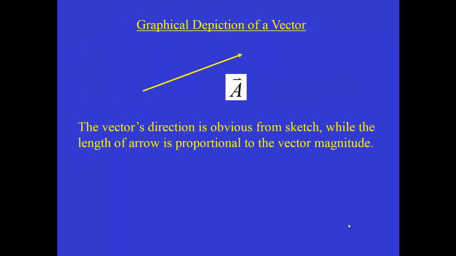Graphically, we can describe a vector as an arrow. The vector's direction is obvious from the sketch because it goes from the tail toward the head. The length of the arrow is used to represent the vector magnitude. The longer the arrow, the larger the magnitude. So if this were a velocity vector, the faster the object's moving, the longer the arrow would be.